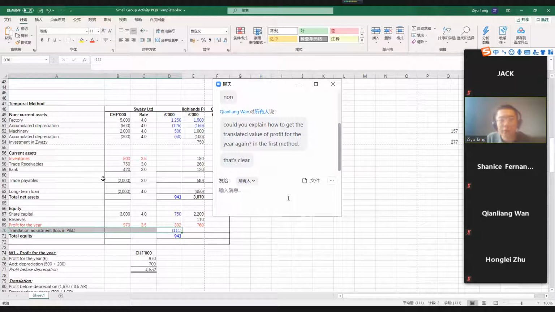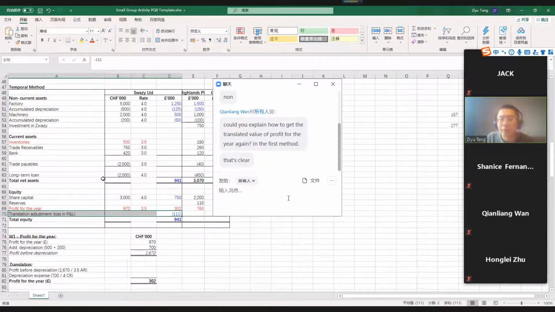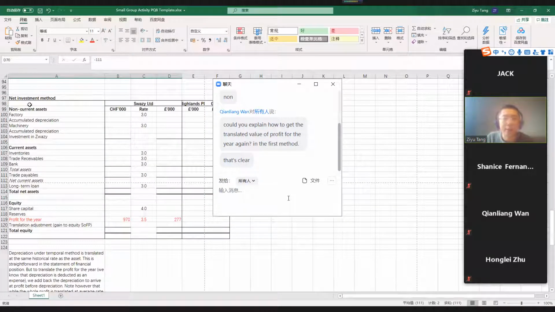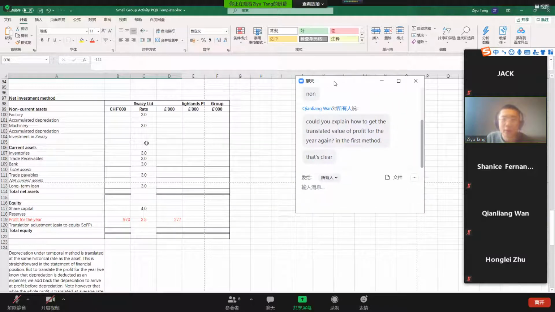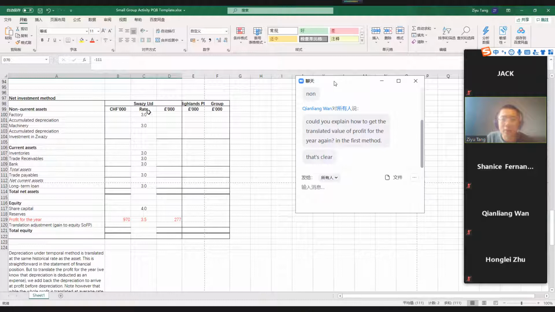I recommend that you try to solve this question by yourself, to help yourself understand those details. And the net investment method is much easier because all the assets and liabilities are translated at the closing rate. The only thing you need to remember is that for profit for the year you don't make an adjustment. You directly use 3.5 to translate the profit for the year.